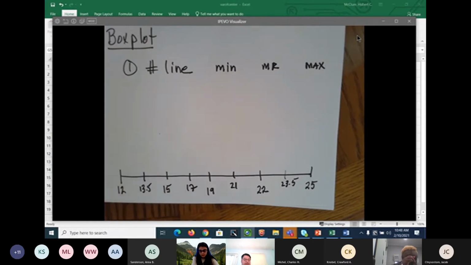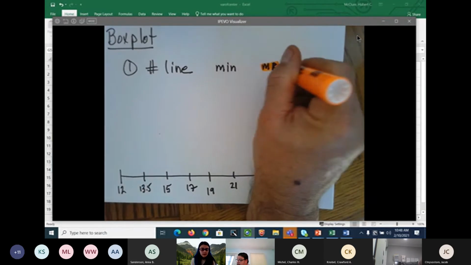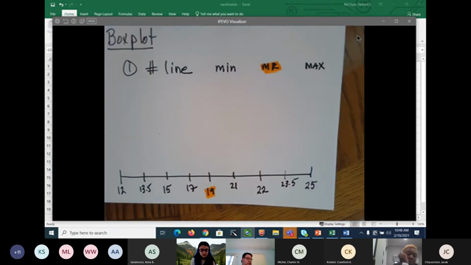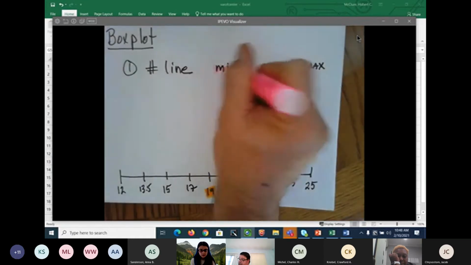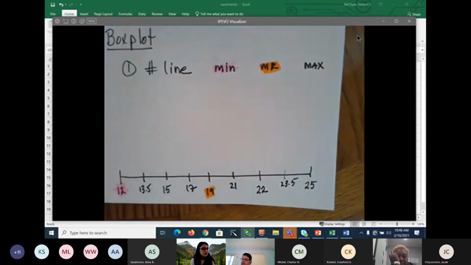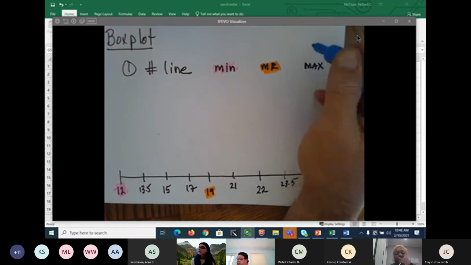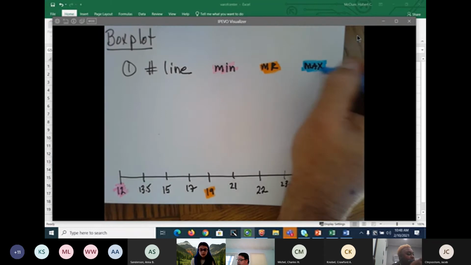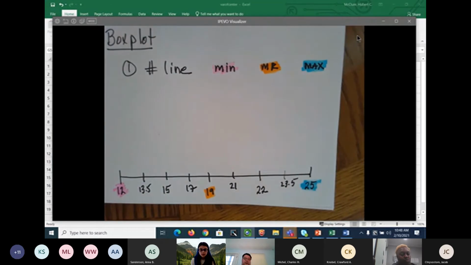But I'm going to do this again, and I don't mean to be repetitive. There's the min. There's the mid-range. And the max. Now remember, that's the first part of the box plot. And it's the easiest part because you're not really doing anything interpretive. All you're doing is taking a line and making it into a number line.